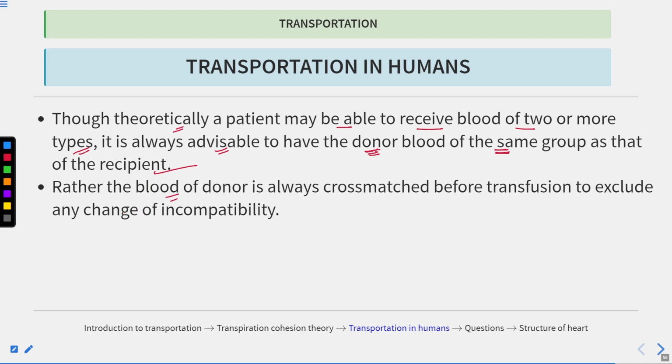Now, rather, the blood of the donor is always cross-matched before transfusion to exclude any chance of incompatibility. So this is a precaution that is taken. The blood of the donor as well as the receiver is always cross-matched before the transfusion is done. Otherwise, what will happen? If the blood gets mixed, if the A blood group donates blood to a person with the B blood group, then what can happen? Incompatibility will occur, and the person may die also.